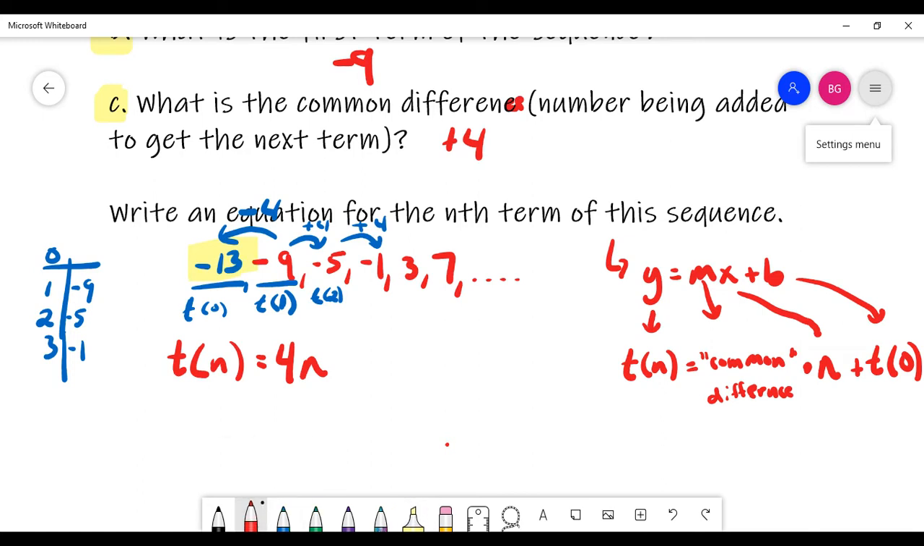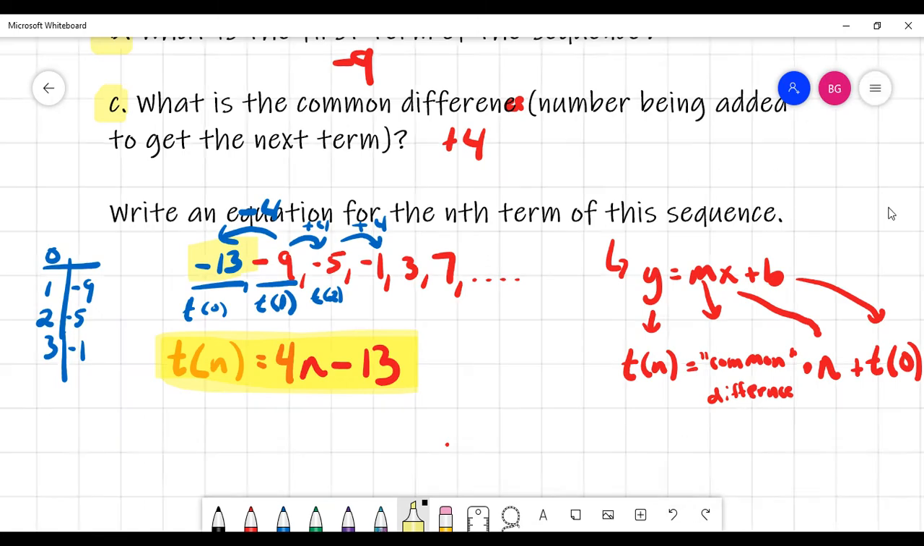That means that is going to be the constant part of our equation. So we're going to say 4n minus 13. There would be our entire equation then: t of n equals 4n minus 13. That would allow us to find any term in the sequence. All right, so here we go. Let's go to another example here.